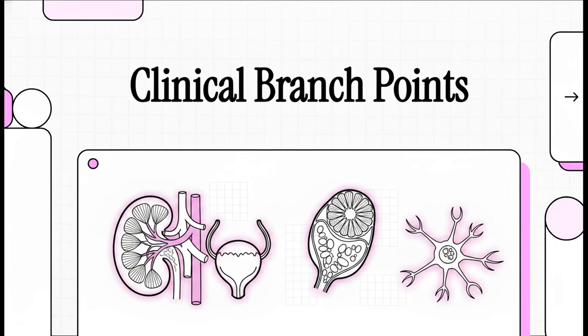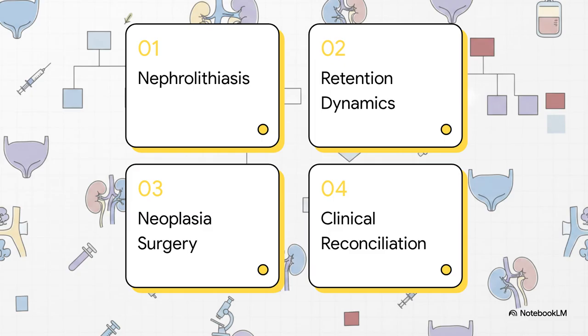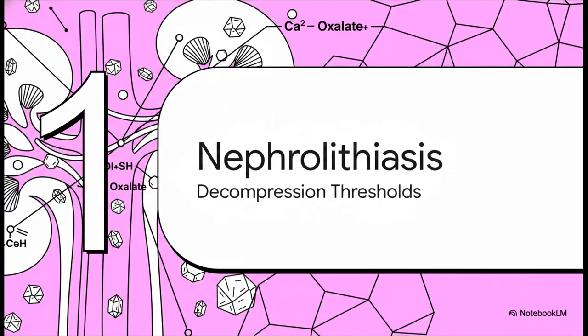Today, we're zeroing in on some seriously granular clinical decision boundaries. We're stepping into the shoes of an expert clinical consultant to break down a few highly complex urologic and nephrologic presentations. And listen, we're completely bypassing the standard test prep filler here. We're going straight for the subtle physiological variables that actually dictate high-stakes patient management. So here is our docket for today. We're hitting nephrolithiasis decompression thresholds, post-obstructive retention dynamics, genitourinary neoplasia surgical branch points, and we'll wrap up with clinical reconciliation and fraught variants.